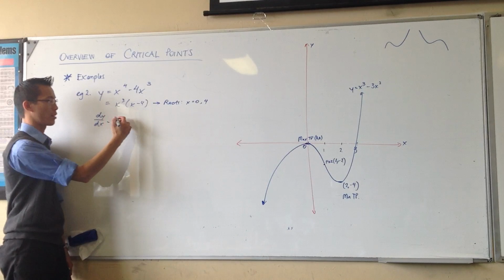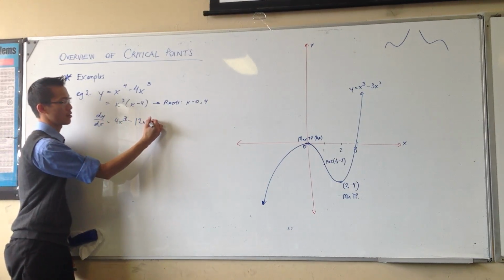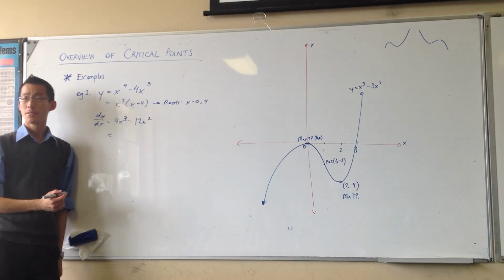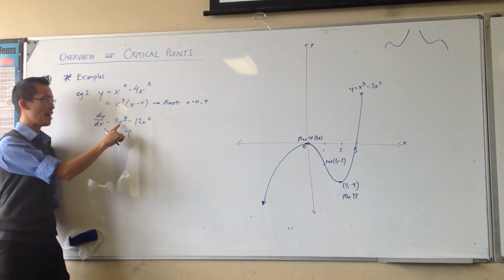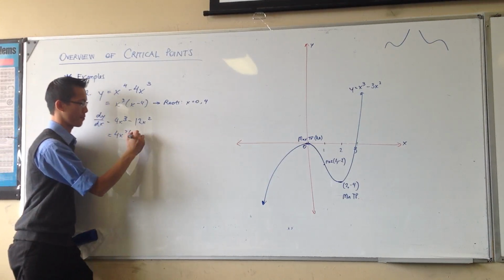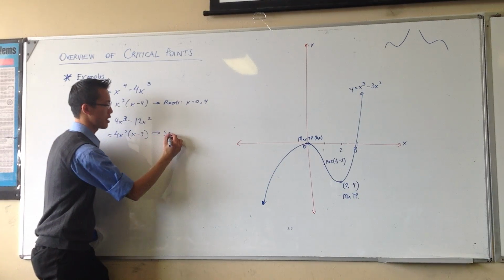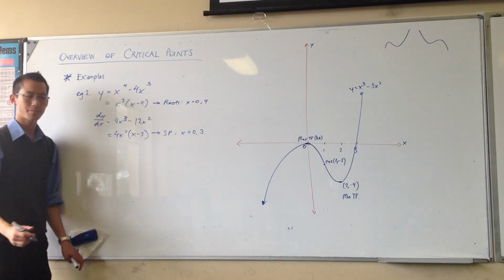First derivative gives you 4x cubed minus 12x squared. Okay, so factorize. What can I take out? 4x squared. And that leaves you with x minus 3. So that gives me stationary points at x equals 0 and 3.